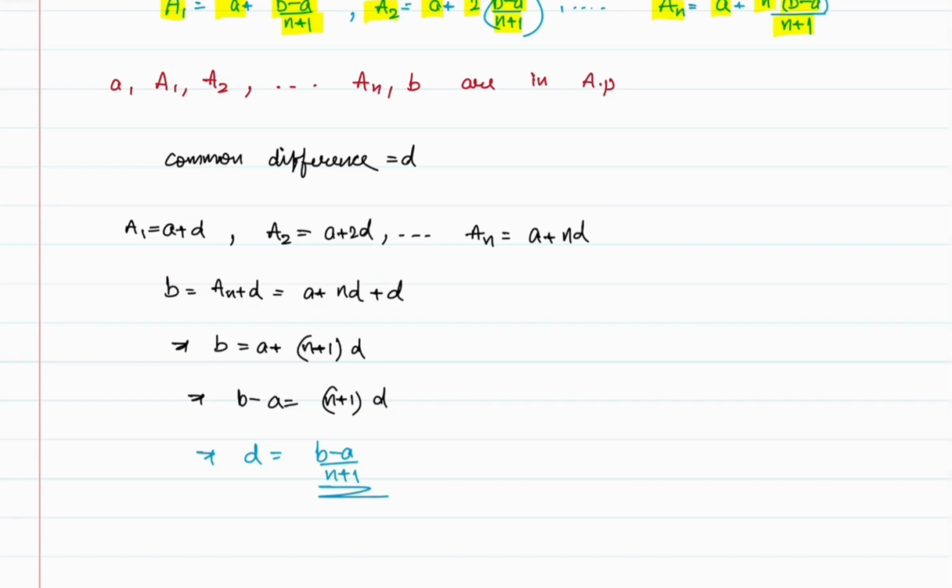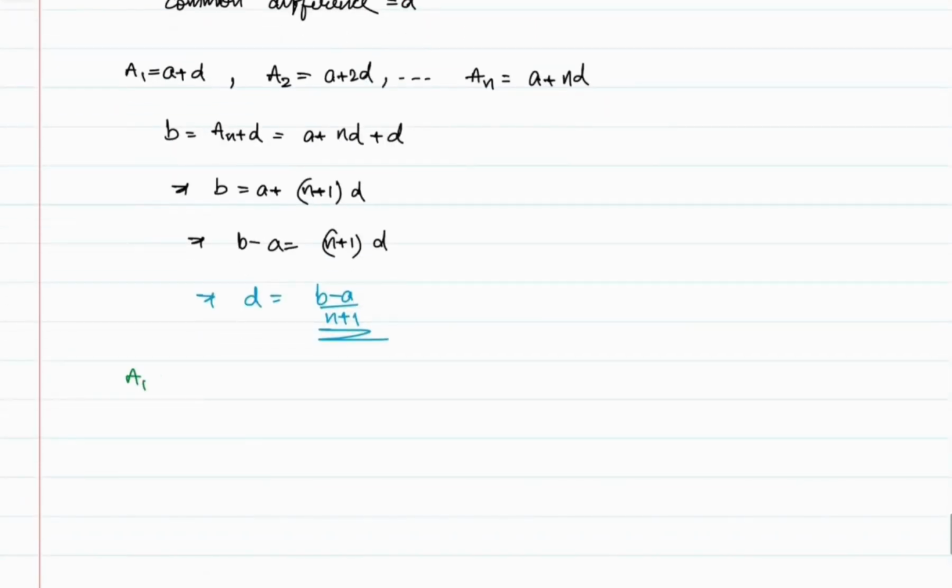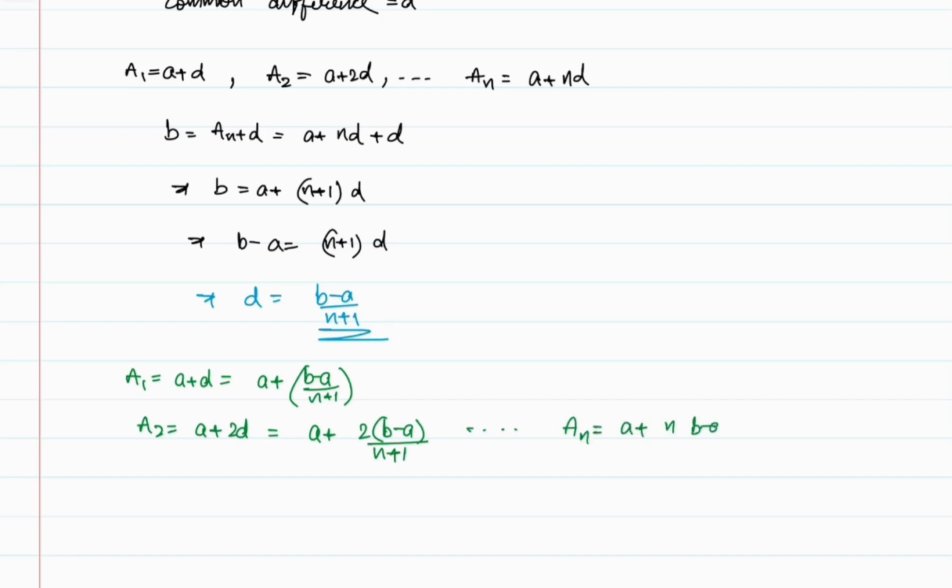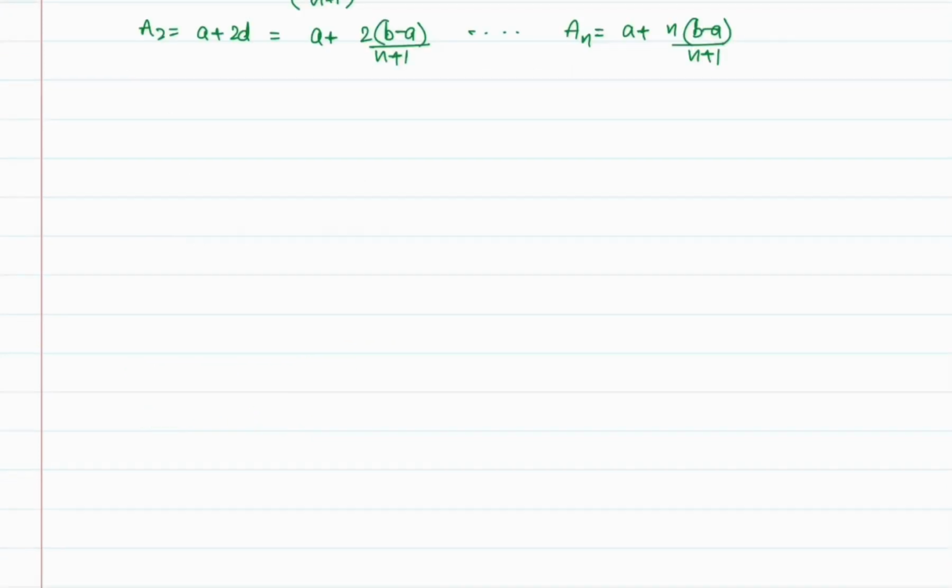So using this, we can write that a1 equals a plus d, that will be equal to a plus (b minus a) by (n plus 1), and a2 will be equal to a plus 2d, that will be equal to a plus 2 times (b minus a) by (n plus 1). Similarly, an will be equal to a plus n into (b minus a) by (n plus 1). When we have the values of a and b, then we can insert n arithmetic means between them using this formula. We can try to see a few examples.